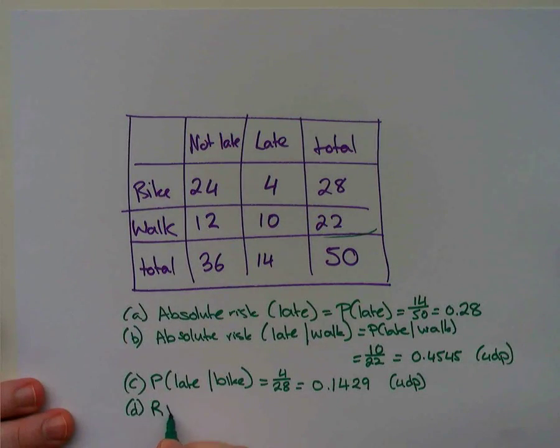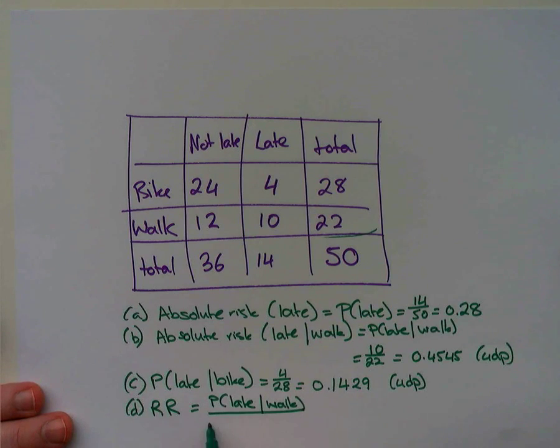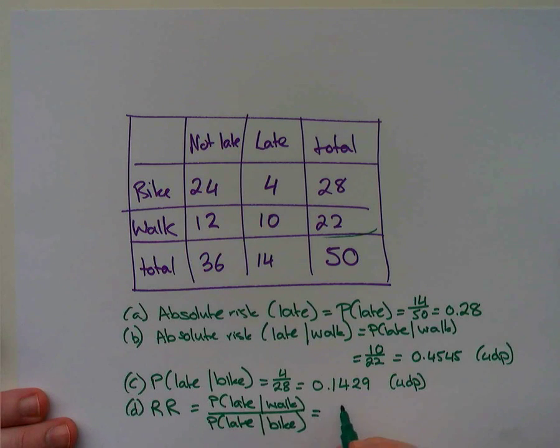So I want the relative risk, and I'm just going to call this RR. And that's going to be my probability of being late given that he walked to school divided by the probability of him being late given that he bikes to school. You'll notice in both of them, the event that we're talking about is being late, and it's only the condition that differs. So that's my 0.4545 divided by 0.1429, which gives us 3.18.